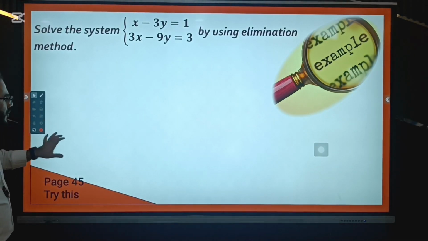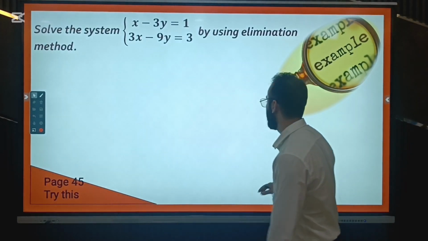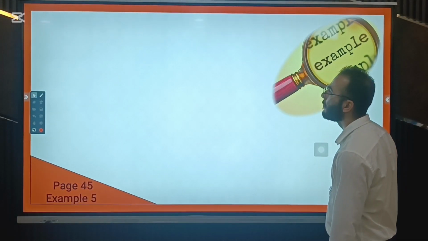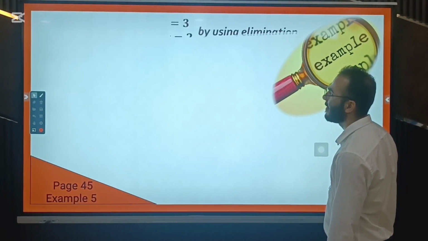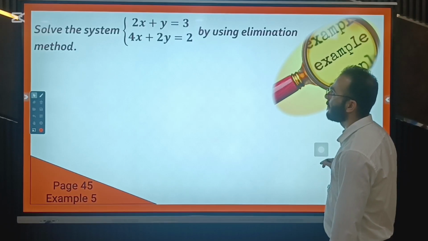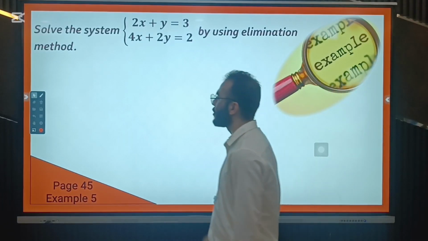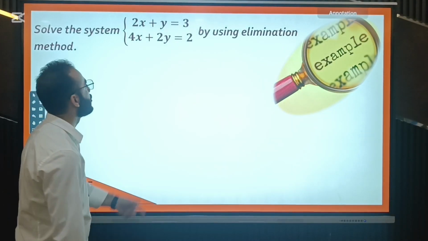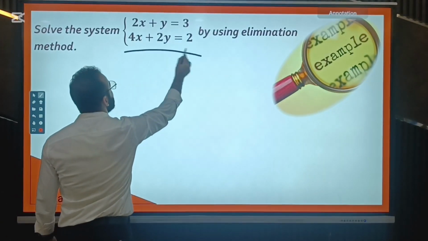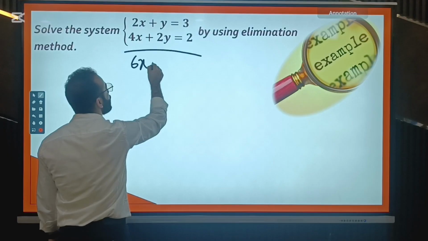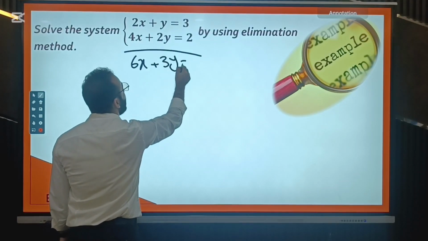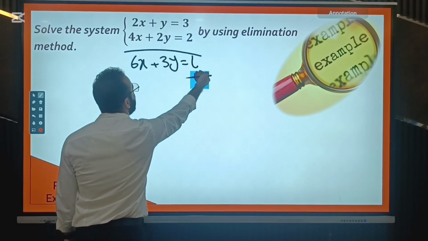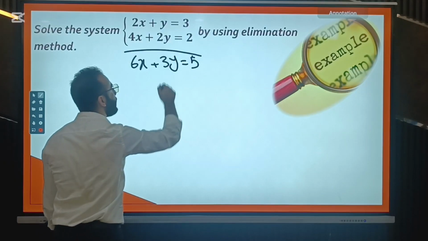How about the next question? Let's see whether we have got it or not. Yes, page 45, example 5. Solve this system by using elimination. What is the first step in elimination? Adding the two equations that we have. 2x plus 4x, 6x. y plus 2y, 3y. 3 plus 2, 5.